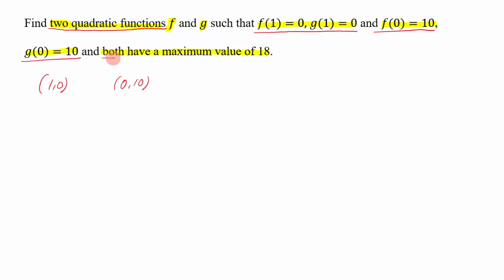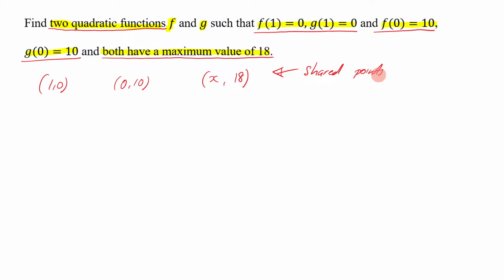And then lastly, both have a maximum value of 18. So that means that we don't know what the x value for this maximum is going to be, but the maximum refers to the y value, so y is going to be 18. These 3 points are shared points between the two quadratic functions that we're going to find.